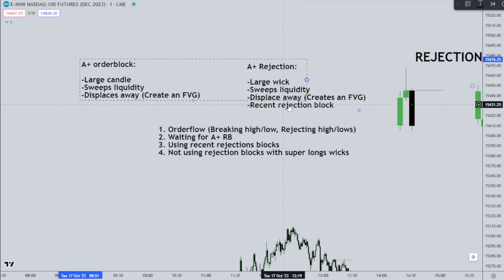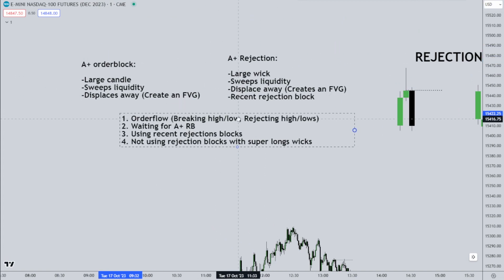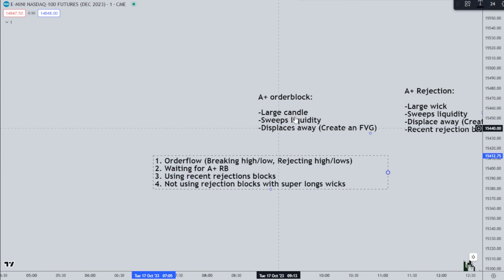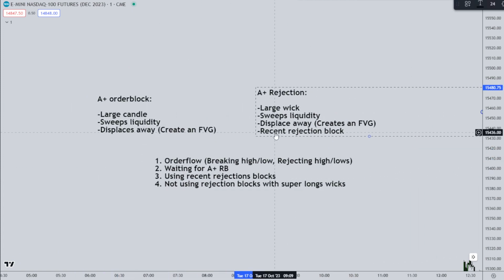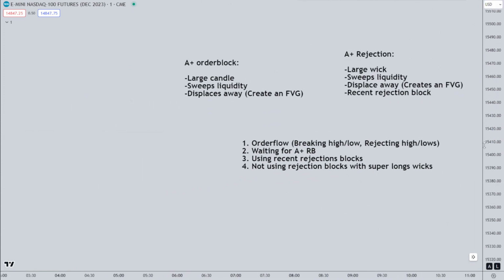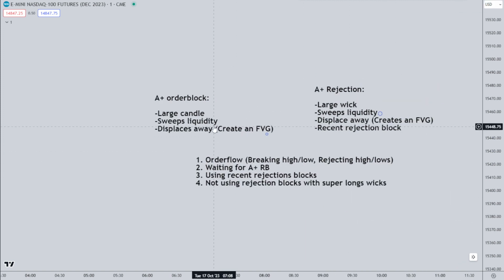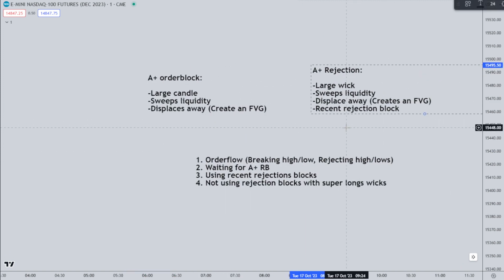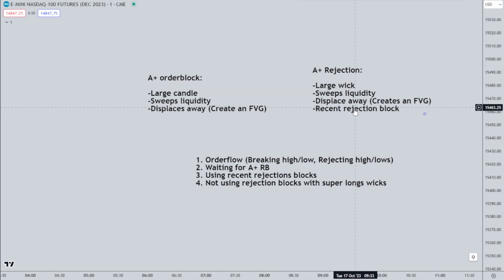The main reason, honestly, why most rejection blocks don't work is because you're trading against order flow, basically. So order flow is the biggest key factor probably to this. Waiting for an A plus rejection block is definitely the second best. And then using recent rejection blocks is more of just a small feature, kind of. It's not really needed.